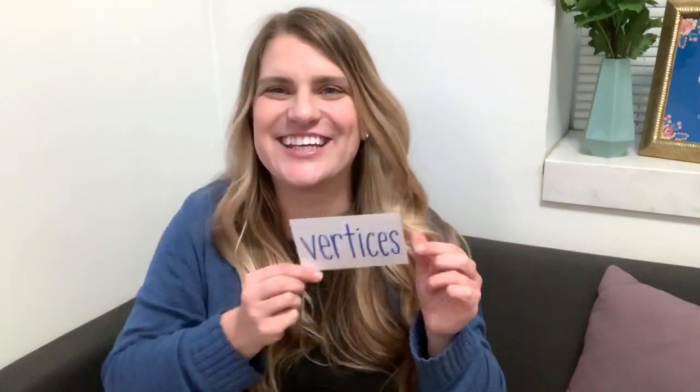And then the last vocabulary word should be familiar to you. It's the vertices, just like in 2D shapes. And so the vertices are where those two edges meet. The points, okay? So we got an edge coming together. Bam! Vertex. They meet at the vertex.